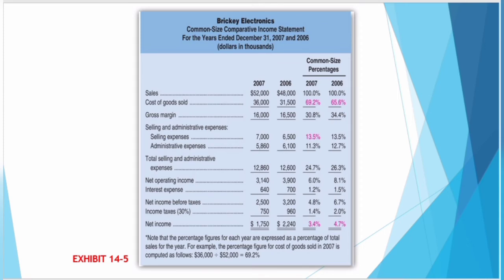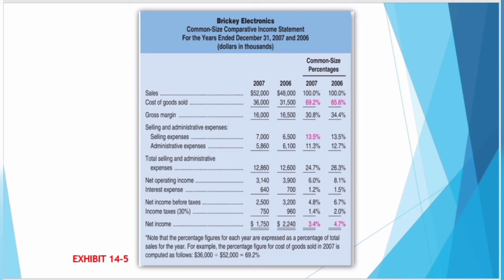The next is the Brakes Electronics Common Size Comparative Income Statement for the year ended December 31, 2007 and 2006, dollars in thousands. Horizontal analysis, which was discussed in the previous section, examines the changes in financial statement items over time. In an income statement, all items are usually expressed as a percentage of sales. In balance sheets, all items are usually expressed as a percentage of total assets.